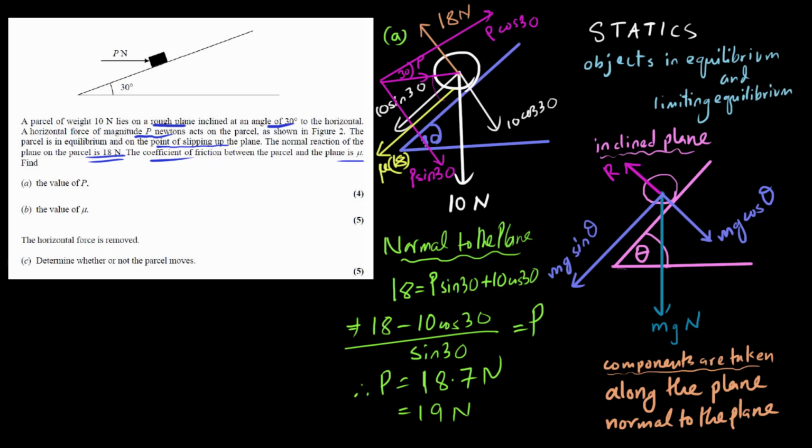Now question number B. In question number B, we have to find the value of mu. So we are going to take along the plane.